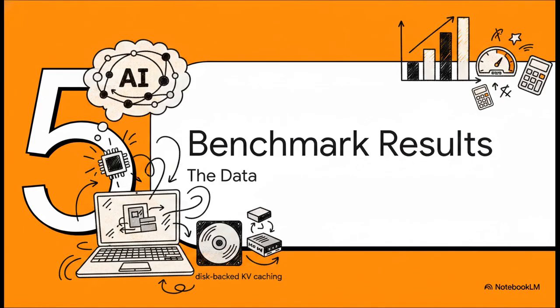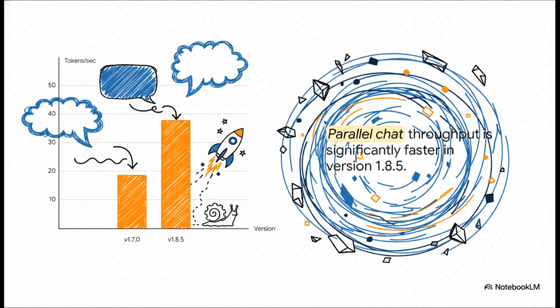All right, Section 5, Benchmark Performance Results. Let's look at the hard data. So we ran the numbers on an M3 Max MacBook Pro with 36 gigs of RAM, pushing a Qwen 3.6 27 billion parameter model. Let's start with parallel chat throughput. In a setup running 4 concurrent chat requests, the older MLX-Engine version 1.7.0 was giving us about 15.24 tokens per second. But with version 1.8.5, that throughput jumps to nearly 34 tokens per second. That is literally a 2.2 times end-to-end speedup, and that's with nearly identical output token counts.